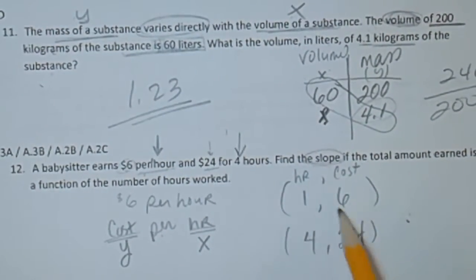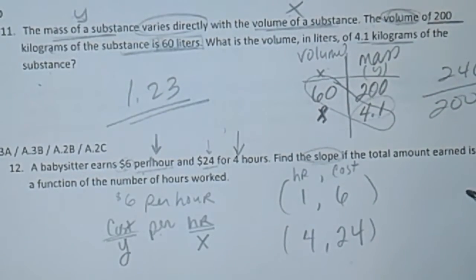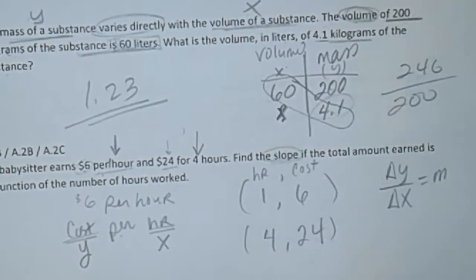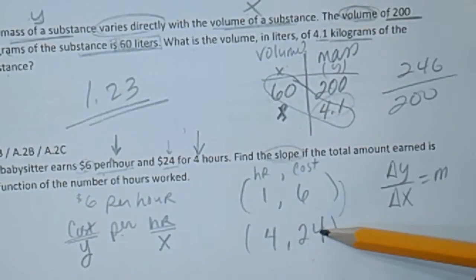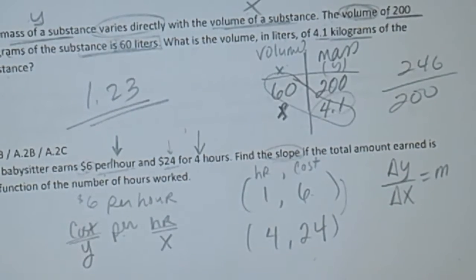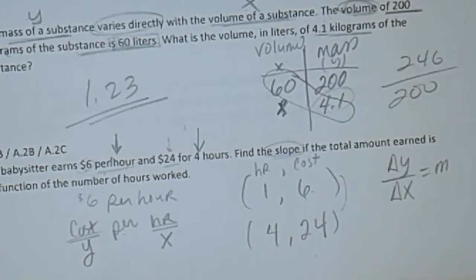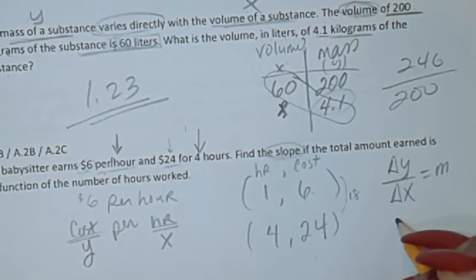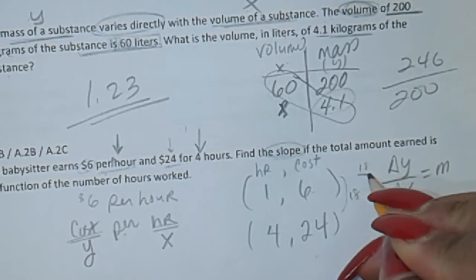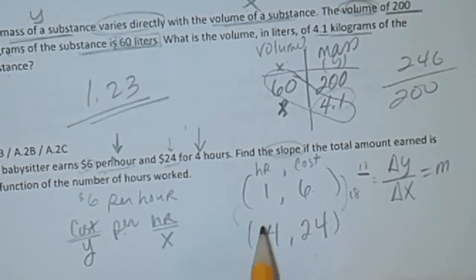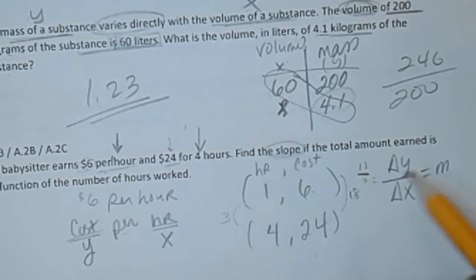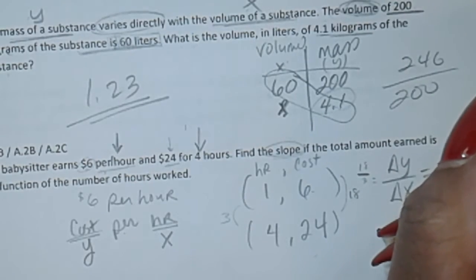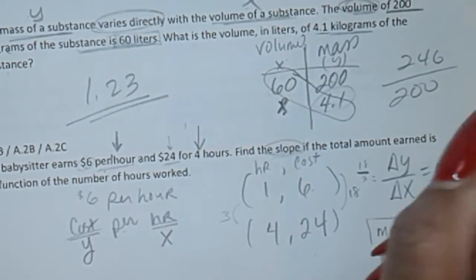So it wants the slope given 2 points. Now I have some of you that have remembered that the change in y over the change in x gives you slope. So you could take 24 and subtract 6. And when you do 24 minus 6, you get 18. So the change in y over the change in x is 18 over this side. 4 minus 1 is 3. So 18 over 3. And we know 18 divided by 3 is 6. So the slope would be 6.